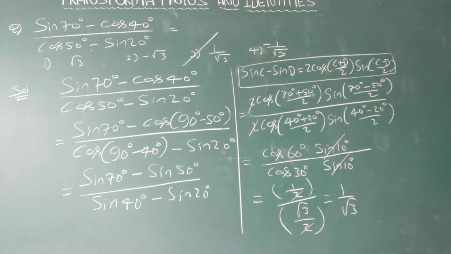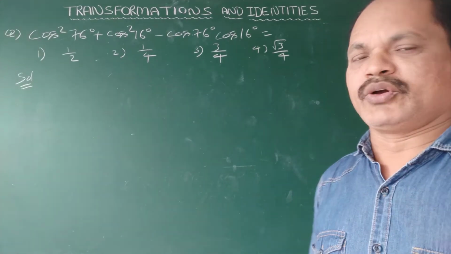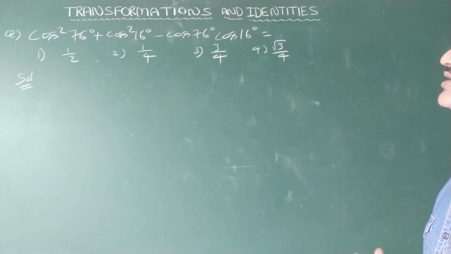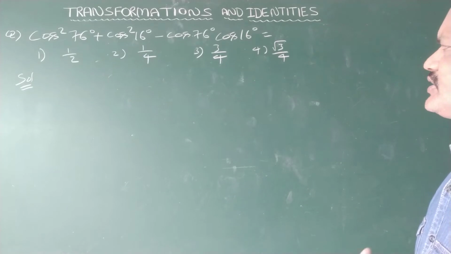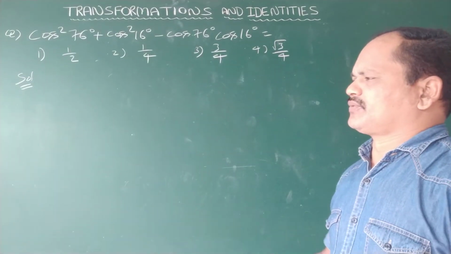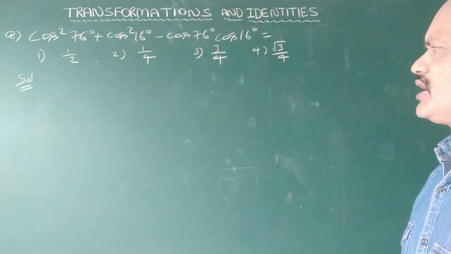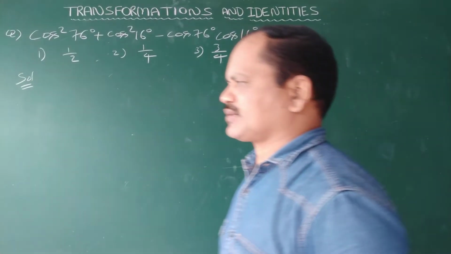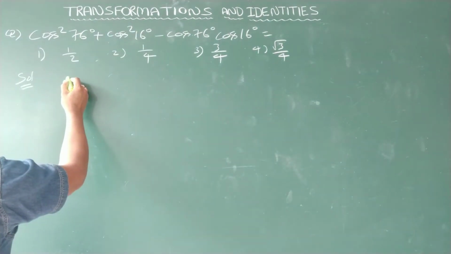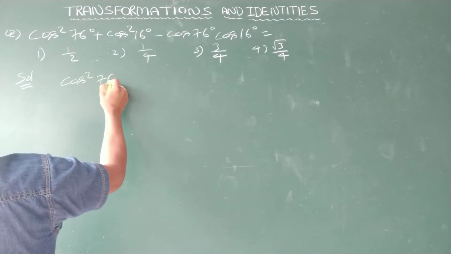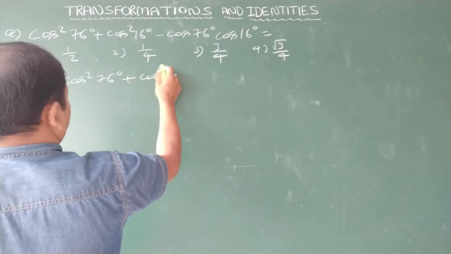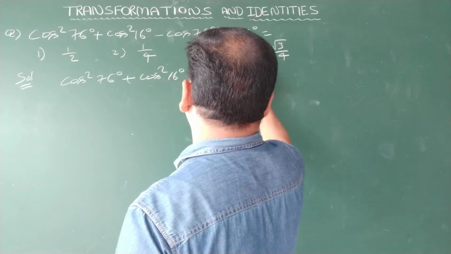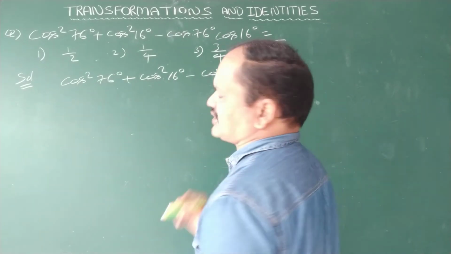Okay, that's it. Now we are going to the next question: cos square 76 degrees plus cos square 16 degrees minus cos 76 degrees into cos 16 degrees is equal to: the first option 1 by 2, second option 1 by 4, third option 3 by 4 and fourth option root 3 by 4. Now we have to solve this question. So that is cos square 76 degrees plus cos square 16 degrees minus cos 76 degrees into cos 16 degrees.